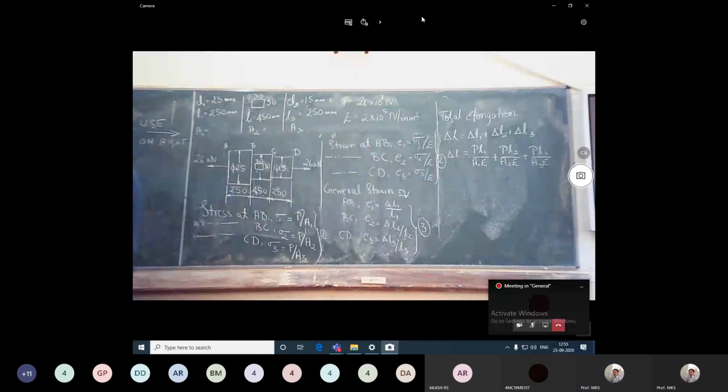Any difficulties in this problem? If you have any doubts, you can ask. I will not solve this problem; you need to do it. I have told you how to solve this, using the same steps of the derivation. I have given all the data for this. If you have any doubt, you can ask.